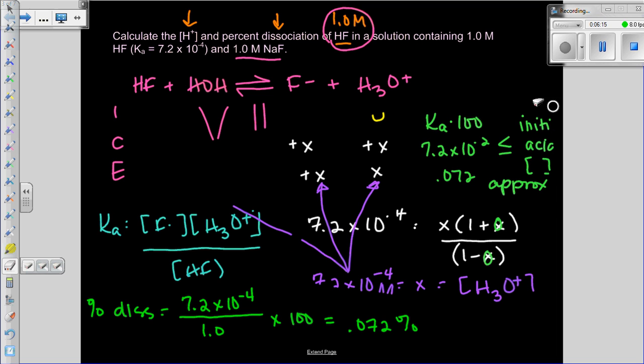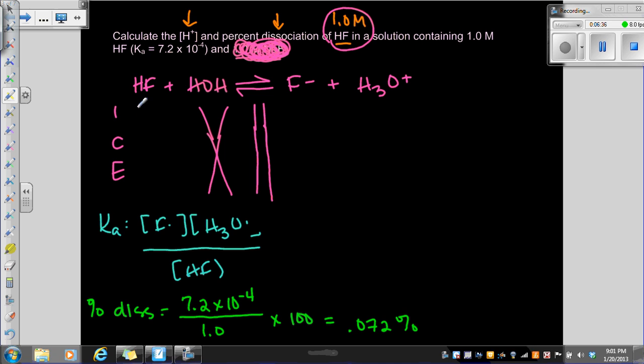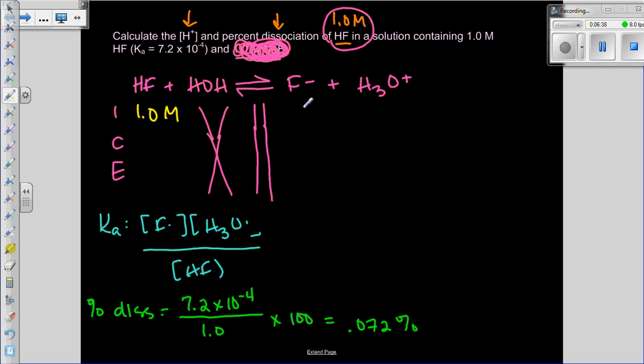So let's get rid of all of this. Hope it goes away. Okay. Now let's imagine that we don't have any sodium fluoride that we have added. So we just have 1 molar hydrofluoric acid. So 1 molar, we would have 0 of each of these if we didn't have a common ion.